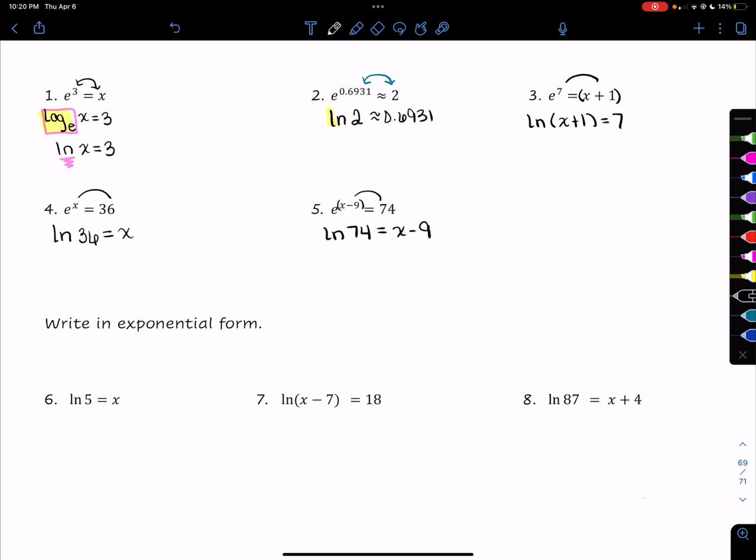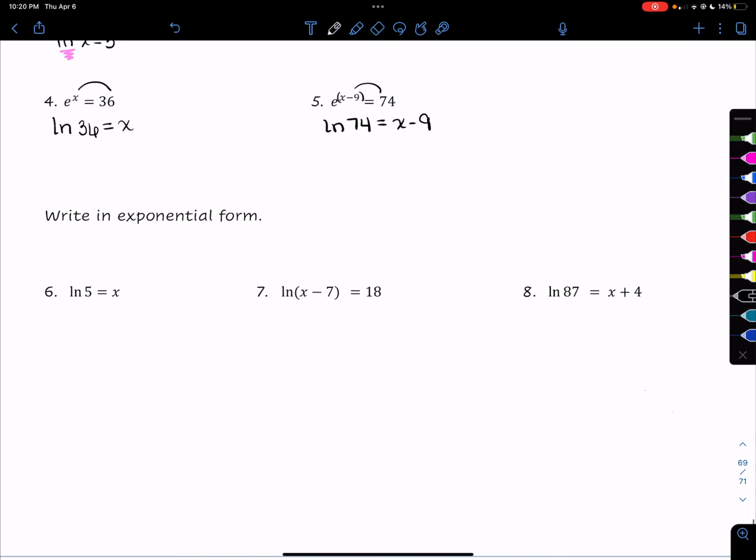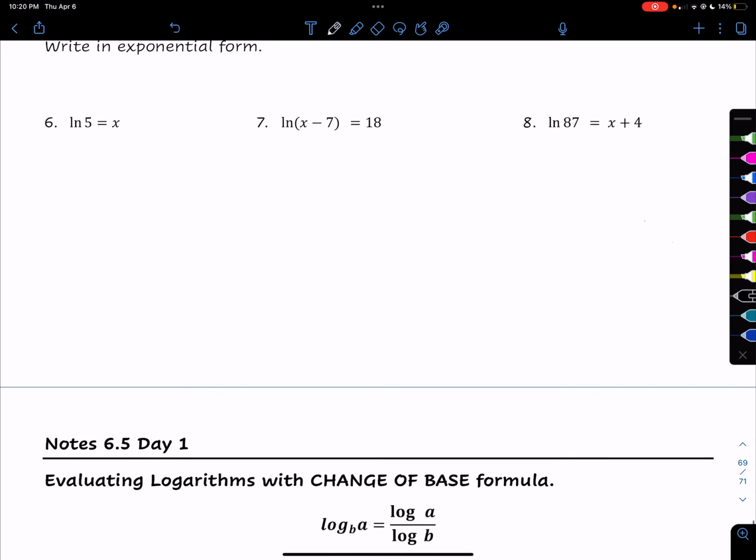Okay. All right, on the next three here, we are going to take something that's already written in natural log form, and we are going to convert it into exponential form. So since it's a natural log, I know that that means it's going to have base e. These two here will swap locations. So we will have e to the x equals 5.